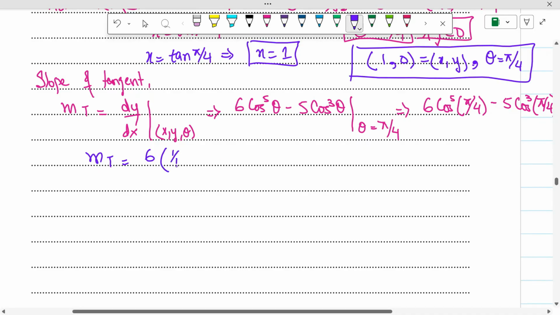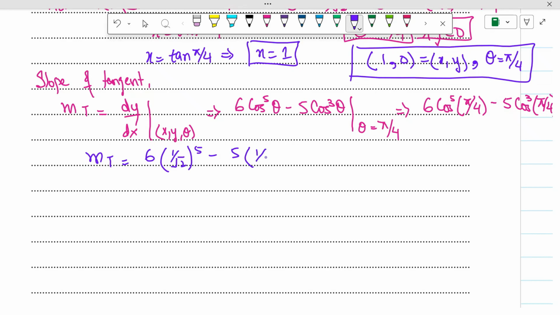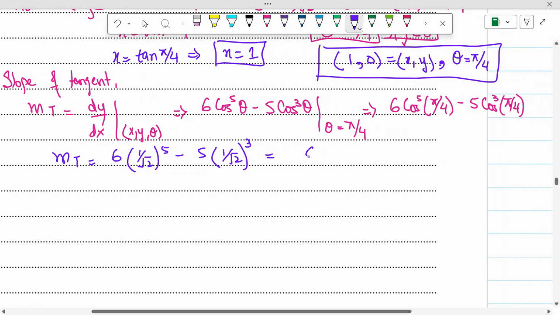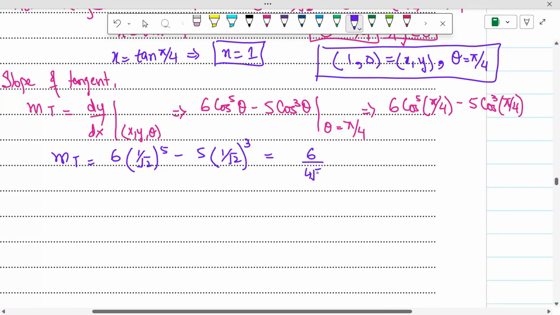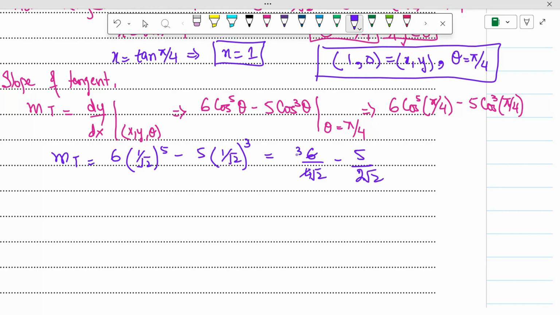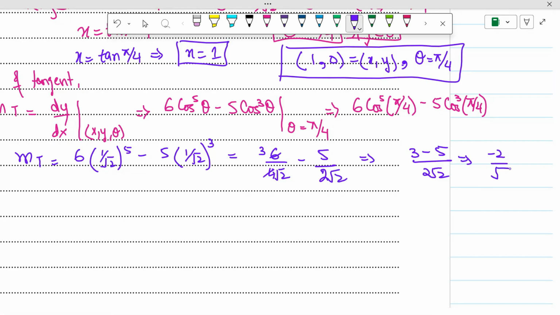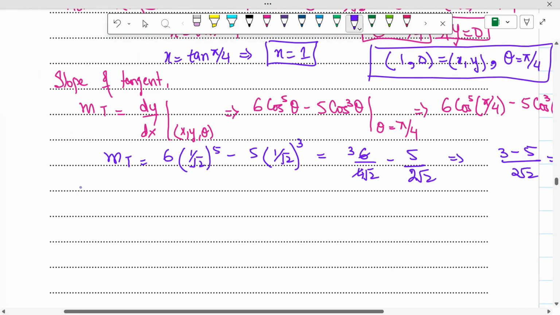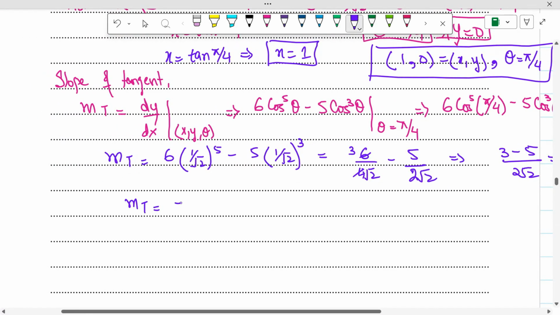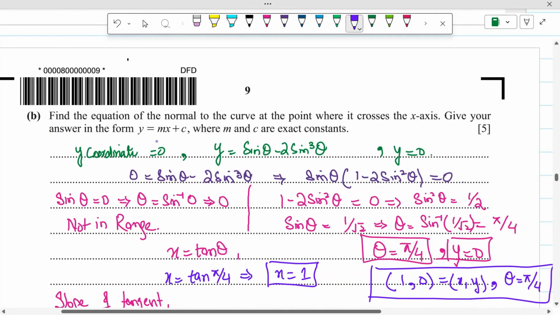So the slope of the tangent is equal to 6 times (cos pi by 4, which is 1 over under root 2) to the power 5 minus 5 times (1 over under root 2) to the power of cube. For solving, we will have 6 over 4 under root 2 minus 5 over 2 under root 2, and this one is equal to 3 minus 5 over 2 under root 2, and this one is equal to negative 2 over 2 under root 2. So we have the slope of the tangent, which is equal to negative 1 over under root 2.